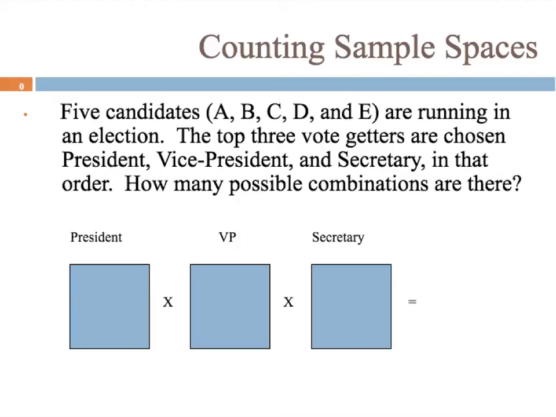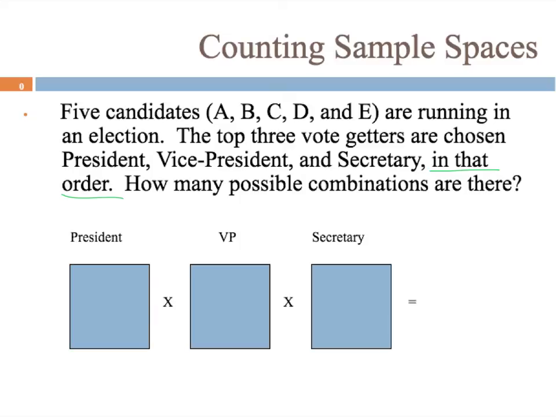All right, this next example isn't quite as complex. We have 5 candidates, A, B, C, D, and E, running in an election. The top 3 vote getters are chosen president, vice president, and secretary, in that order. How many possible combinations are there? And notice that this problem says in that order. This is a problem where order matters, and you may have seen this in another class before, maybe not. And it does pop up in discrete math at some point.